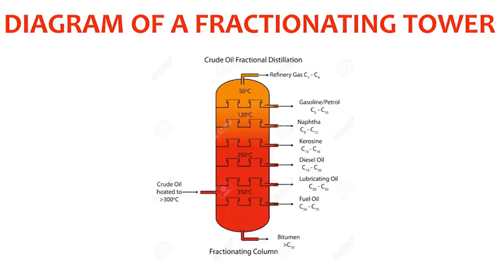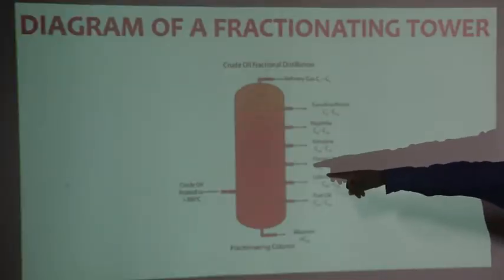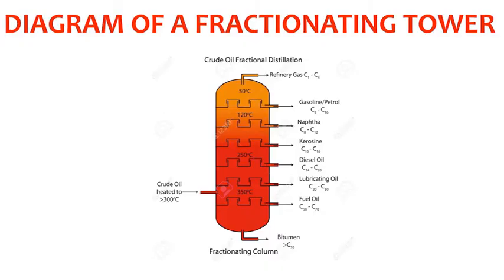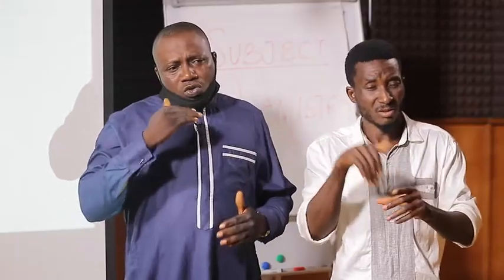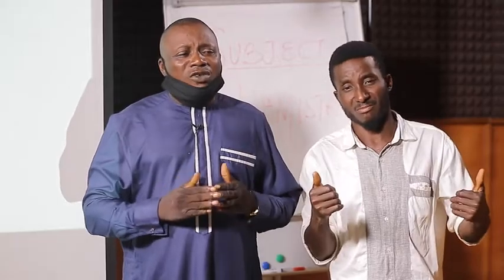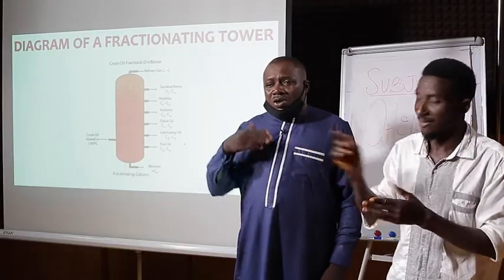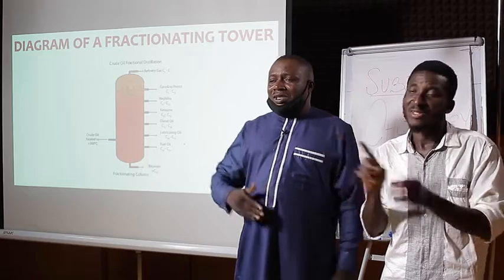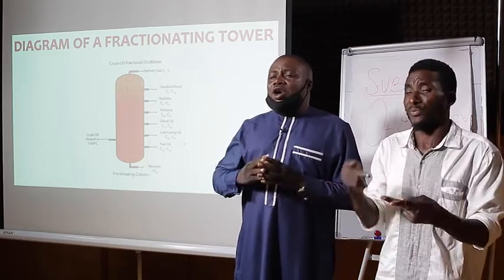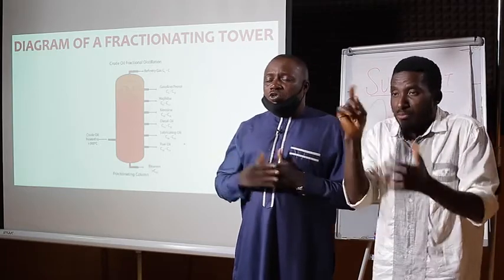You can see the diagram on the board. This is a fractionating tower. The various products collected on this fractionating tower are subjected to a source of heat supply. You will recall that in SS1, you were taught various separation techniques. One of them is fractional distillation, which is used in separating various fractions of petroleum product in which the boiling points are closely related to each other.